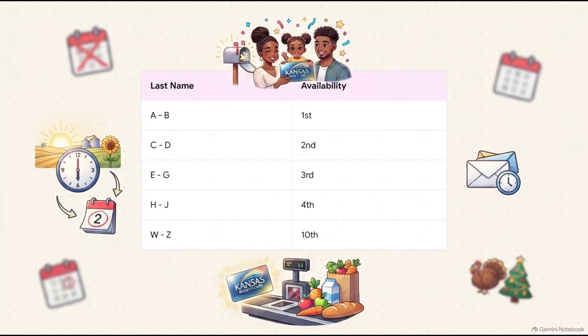Once you're approved, your Kansas Benefits card arrives right in the mail. And moving forward, it reloads automatically at 6 a.m. on a specific day each month. This is entirely based on the first letter of your last name, and it happens completely regardless of weekends or holidays. So, for example, if your last name is Davis, your benefits are always going to be there on the 2nd of the month by 6 a.m. sharp.